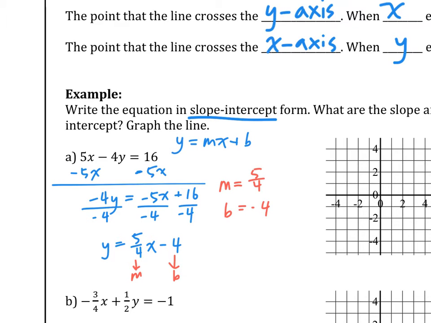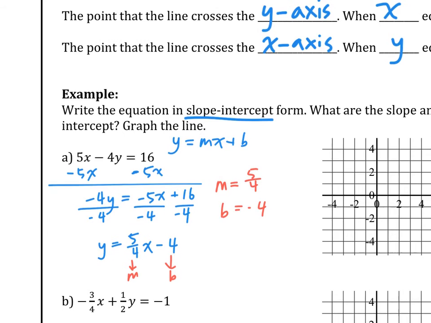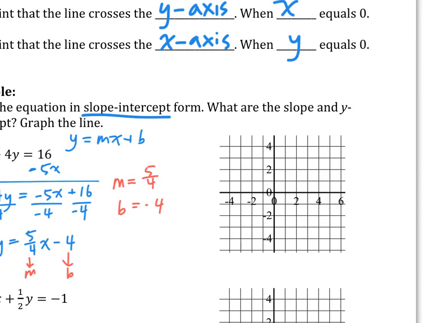So then, let's review how to graph a line. We graph a line by starting with the y-intercept. The y-intercept is negative 4. That means it's the point where it crosses the y-axis. And then it tells us that this is the rise over run. So that means we're going to go up 5 and then run 4.